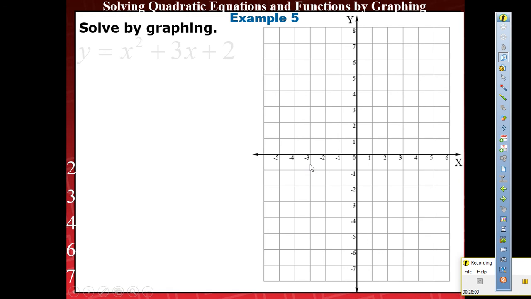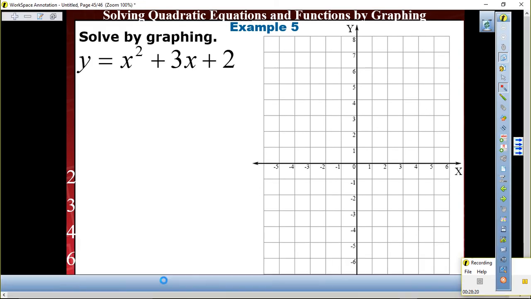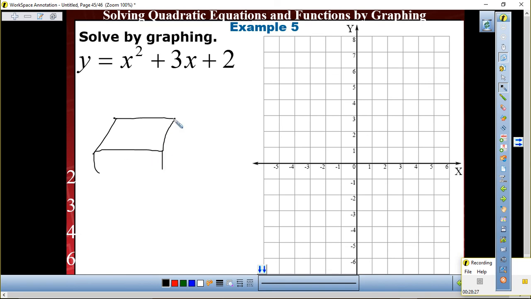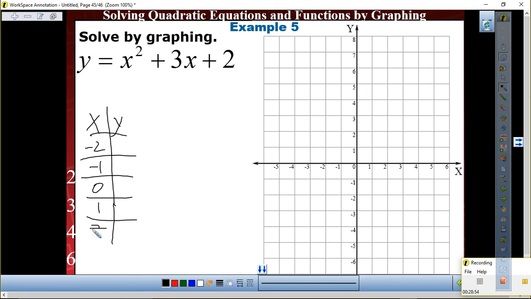Copy this one. Y equals x squared plus 3x plus 2. It's getting funner. I'm going to sketch a table over here. See the table? X, Y. We got negative 2, negative 1, 0, 1, 2. I'm going to help you with this one so we can go a little bit faster because we're almost done at the end. This is a 2, sorry. So y equals parentheses squared plus 3 parentheses plus 2.